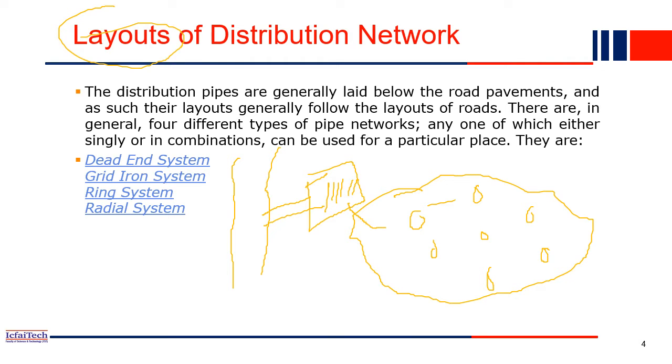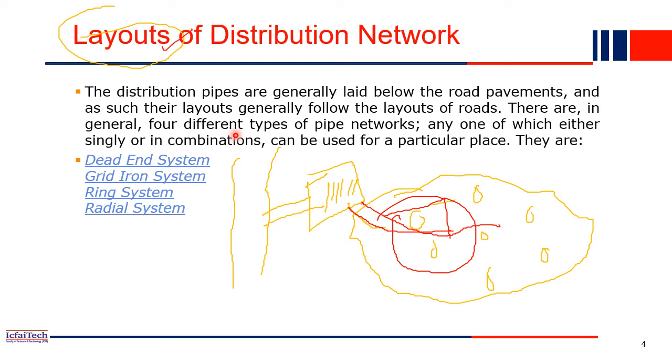Layout is nothing but the pattern you will be following, like whether water goes directly, or in some grid manner, or in a circular manner. The distribution pipes are generally laid below the road level, right? Below the road surface. Their layouts generally follow the layout of the road, is it not? Whatever the road follows, the distribution pipe also follows in the same line.